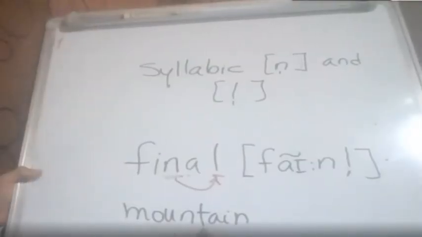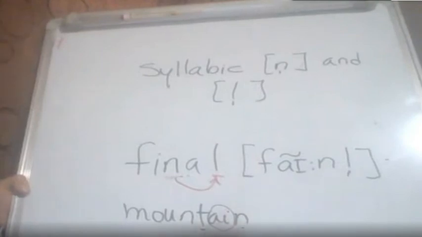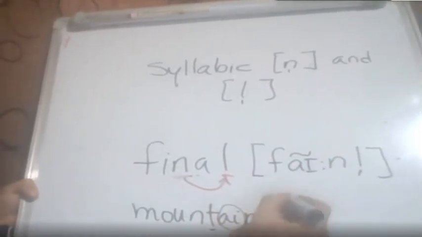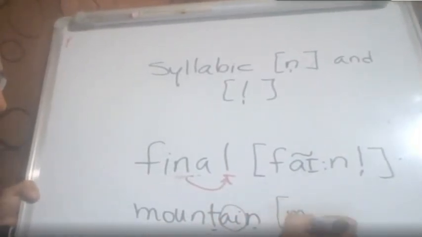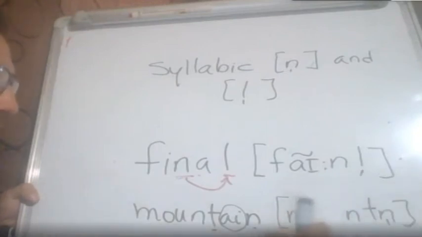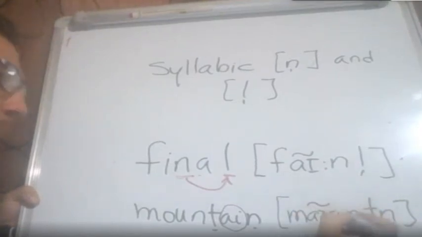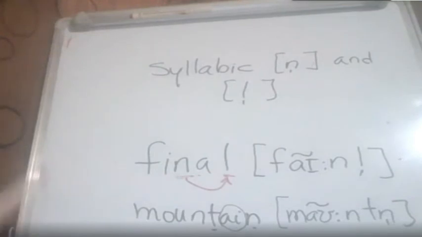Mountain is exactly the same. We have the T, which is alveolar. We have an unstressed vowel here, and then we also have the N, which is alveolar. So it doesn't make any sense to go from alveolar back to the vowel and then go again into the alveolar. So the transcription of mountain would be like this. By the way, let me add the other so you can get used to them. Okay? Mountain.